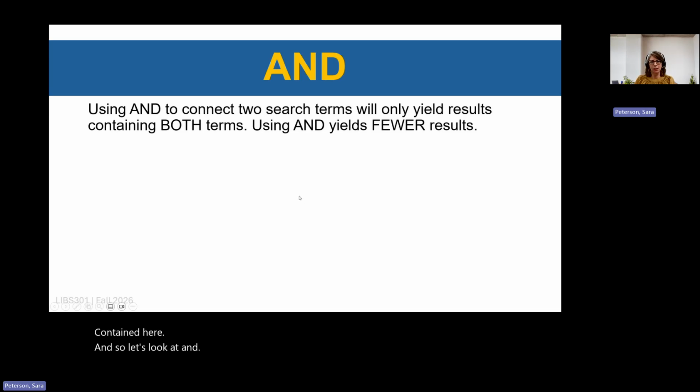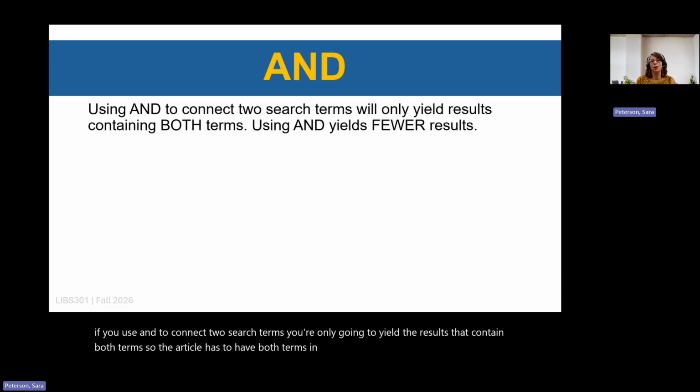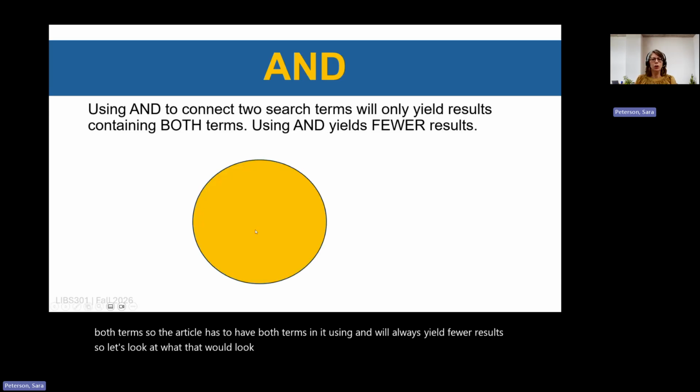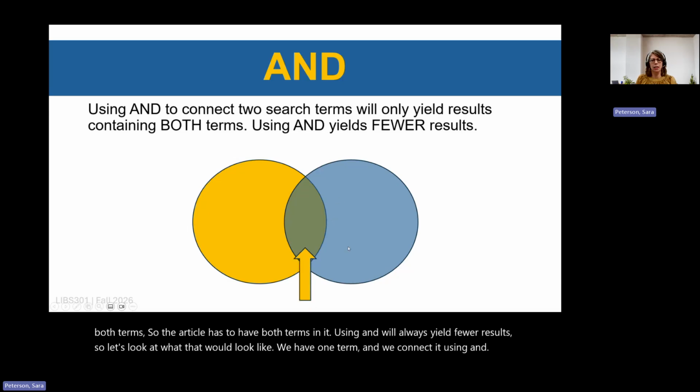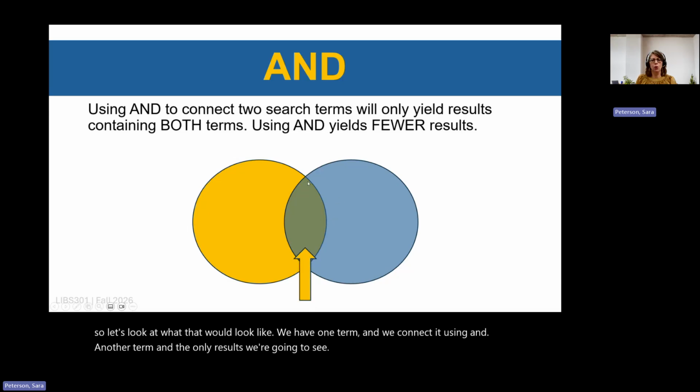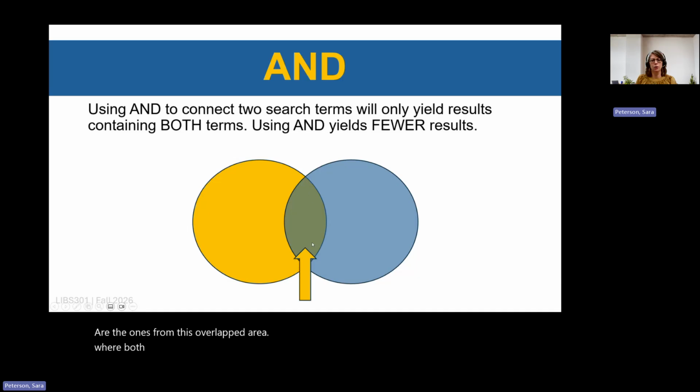Okay. So let's look at AND. If you use AND to connect two search terms, you're only going to yield the results that contain both terms. So the article has to have both terms in it. Using AND will always yield fewer results. So let's look at what that would look like. We have one term and we connect it using AND another term. And the only results we're going to see are the ones from this overlapped area where both terms are present in the articles. So naturally, we get fewer results.